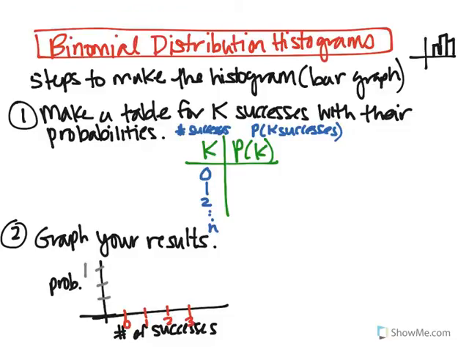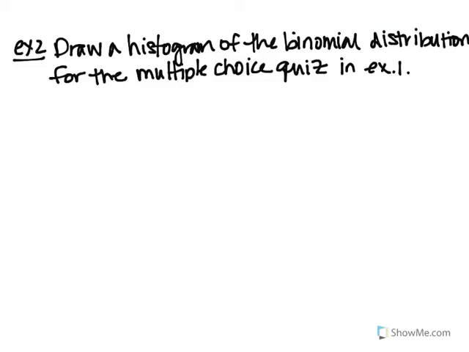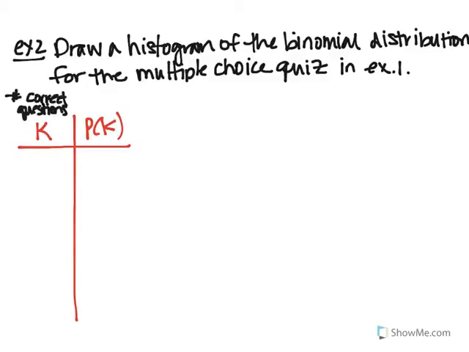So what we're going to do for this second example is draw a histogram of the binomial distribution for the multiple choice quiz problem that we just encountered. We're going to start off by making our table. Remember, k represents a success, and a success in this example was a correct question. If you remember, it was a 5-question quiz. We're going to start off by calculating if you get none right, so 0 successes, 1, 2, 3, 4, and getting all questions correct by randomly guessing.